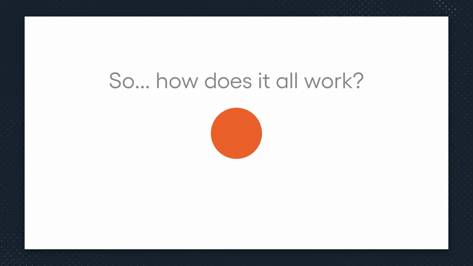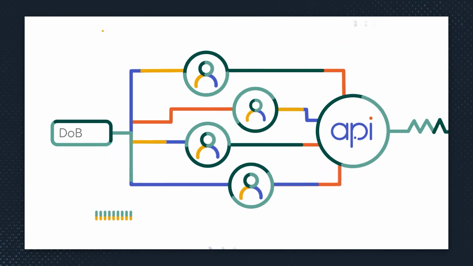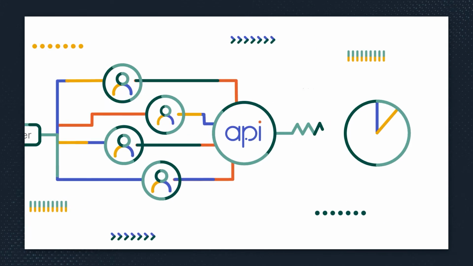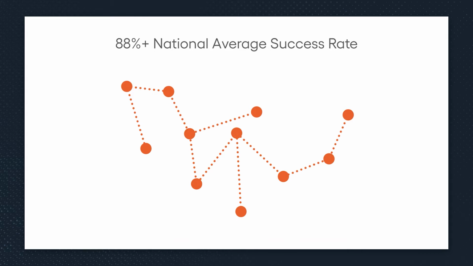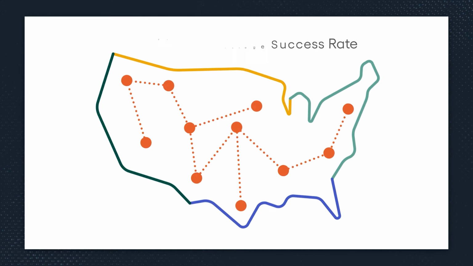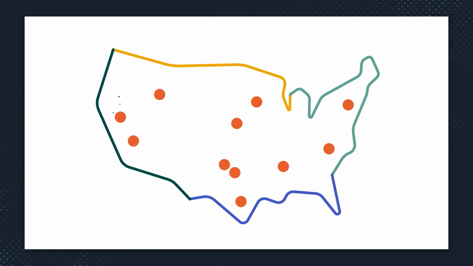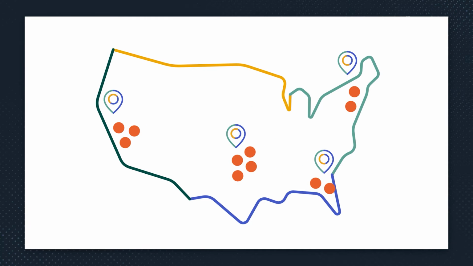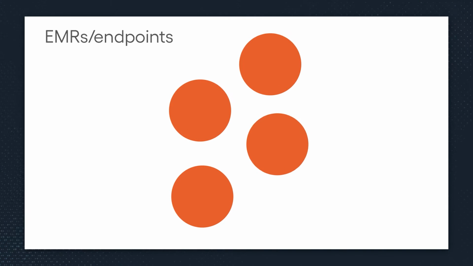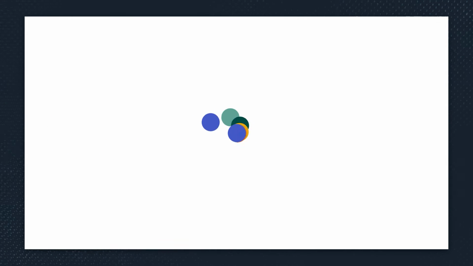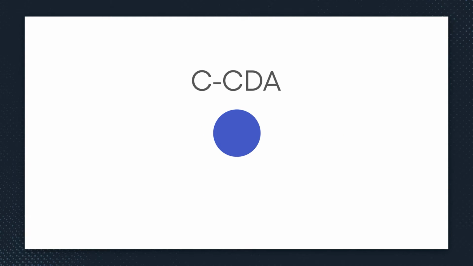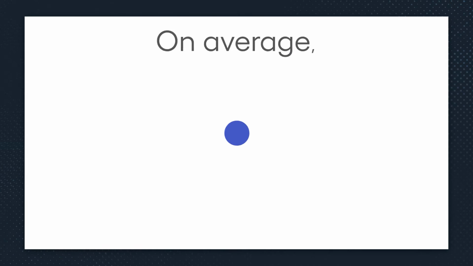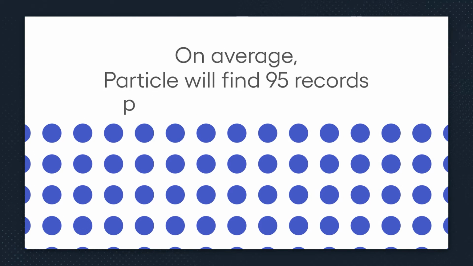So, how does it all work? Generally speaking, a customer interacts with our API by sending a set of demographics to search for. Particle packages this payload into network-compliant formats and distributes a search function using a proprietary logic-based record location service. Then we pass the payload to all the endpoints we think the patient may have been. The EMRs, or endpoints, then manage the matching on their end, erring on the side of safety by way of strict heuristics. When a match is found, the EMR will create and respond with a point-in-time document in the CCDA format to Particle. On average, Particle will find about 95 records per patient per search.